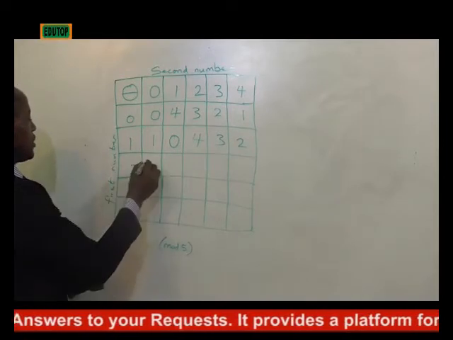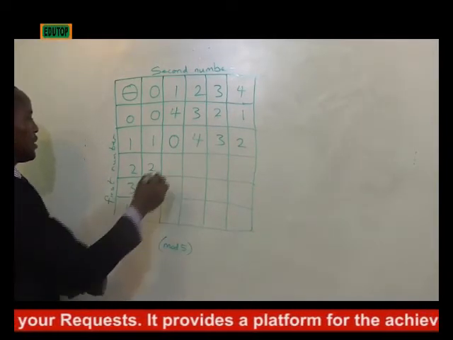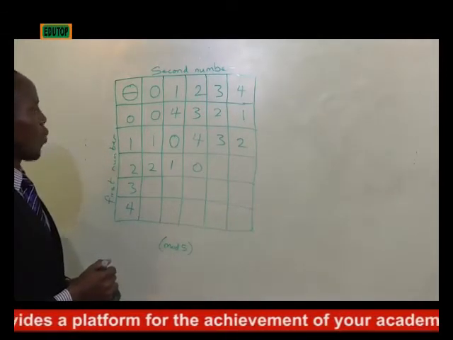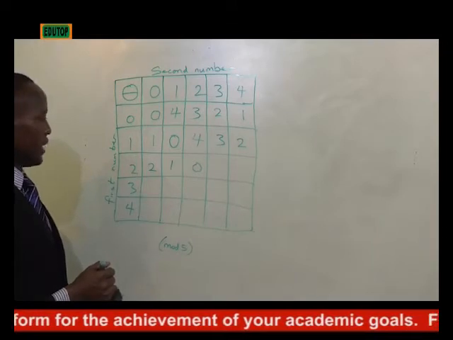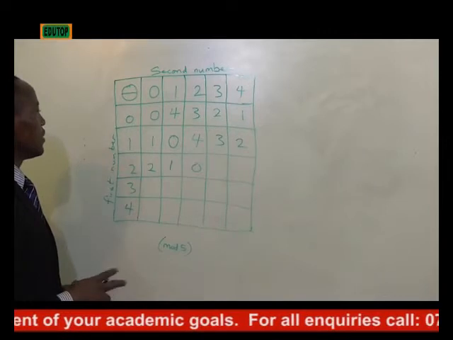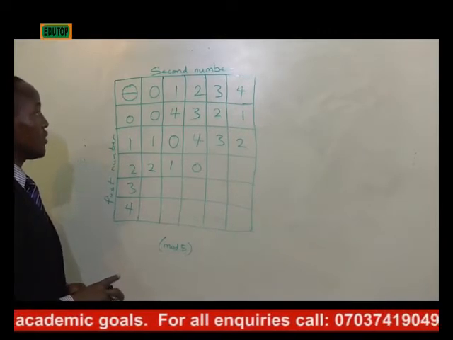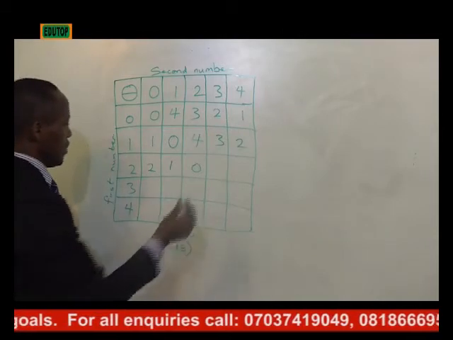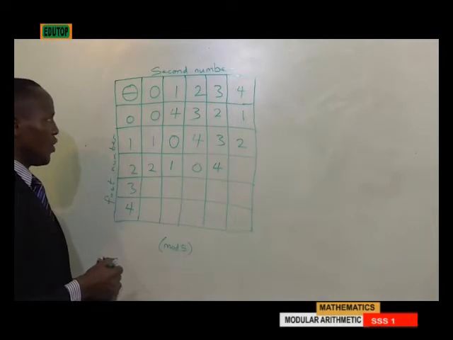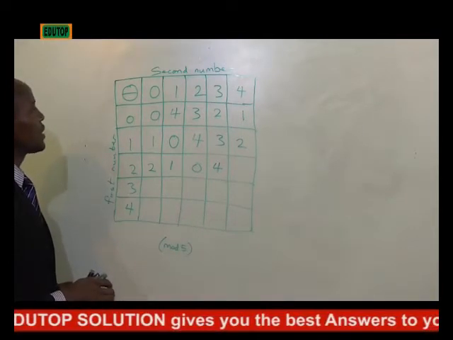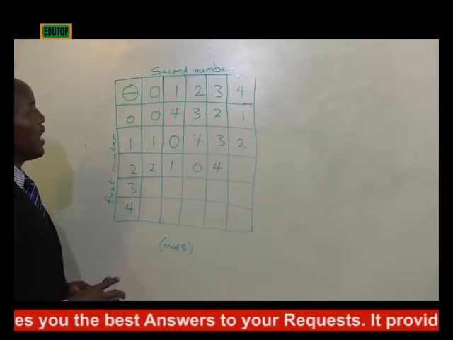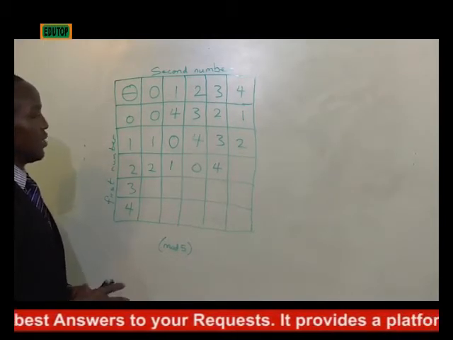2 minus 0 is 2. 2 minus 1 is 1. 2 minus 2 is 0. Now, 2 minus 3 is minus 1, a negative number. Then we'll do some calculation. 5 times minus 1 is minus 5. What are we going to add to minus 5 to get minus 1? That's 4. We add 4 to minus 5 to get minus 1. 2 minus 4 is minus 2. We do another calculation. 2 minus 4 is minus 2. Minus 5 plus 3 will give us minus 2.